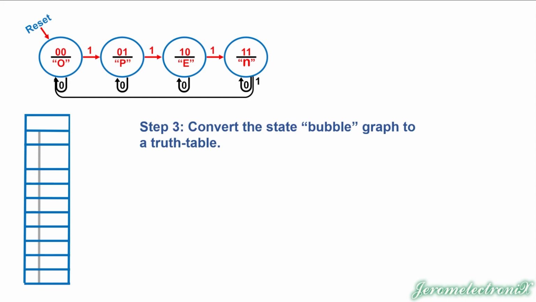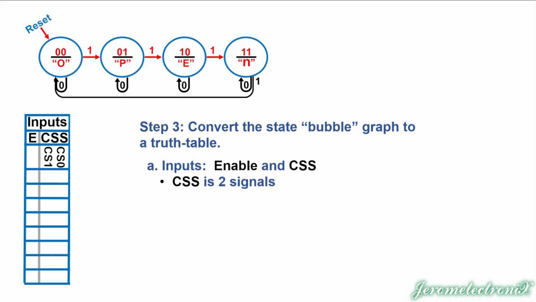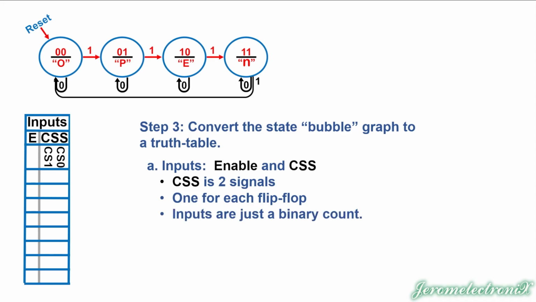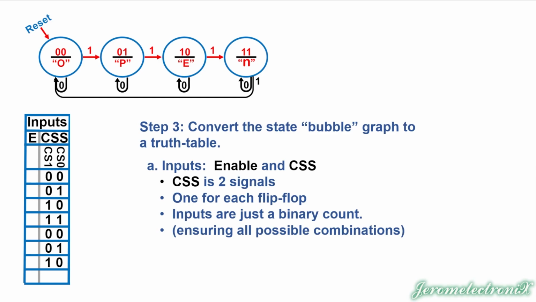So step 3 is to convert the state bubble graph to a truth table. And the inputs are going to be enable and CSS. So E for enable, and that's going to be a single digit. And CSS, well, we have 2 flip-flops to feed, and so we're going to need 2 signals for that, 1 for each flip-flop. Inputs are just a binary count. You know that. And I'm not even going to use E yet, just going to vertically binary count.